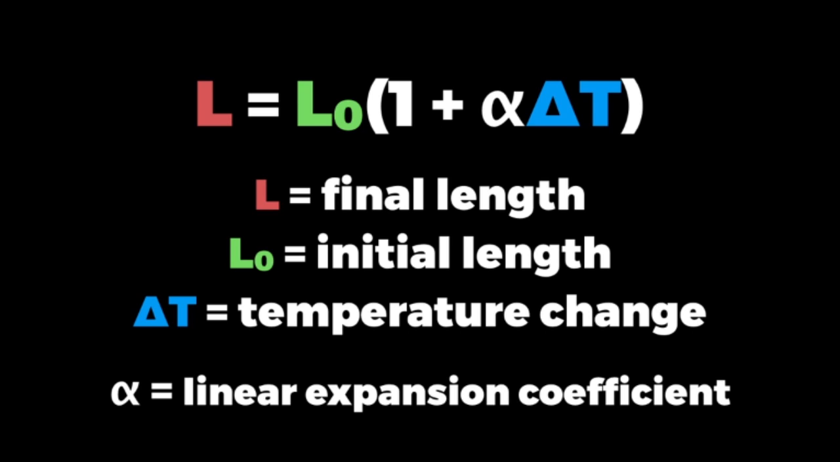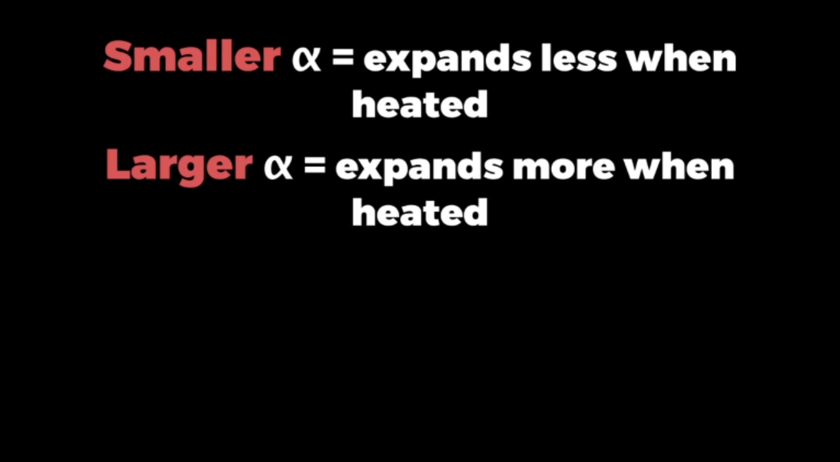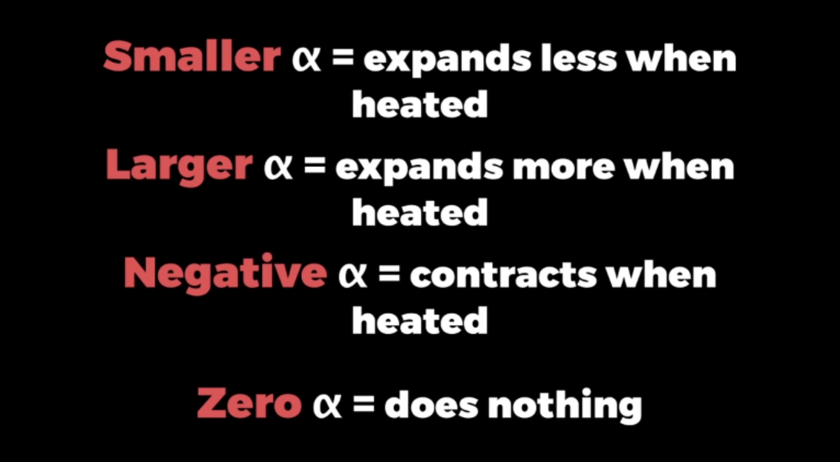Now, the linear expansion coefficient can change depending on the material. In general terms, a smaller coefficient means that the material will expand less when you heat it up. A larger coefficient means that the object will expand more when you heat it up. A negative coefficient is rare, but it means that an object can contract when you heat it up. For example, pure silicon will actually contract when you increase the temperature. And a zero coefficient means that the object will do nothing. It'll neither expand nor contract.